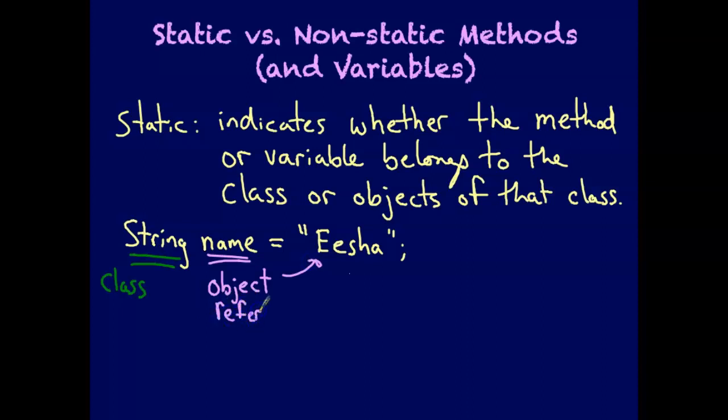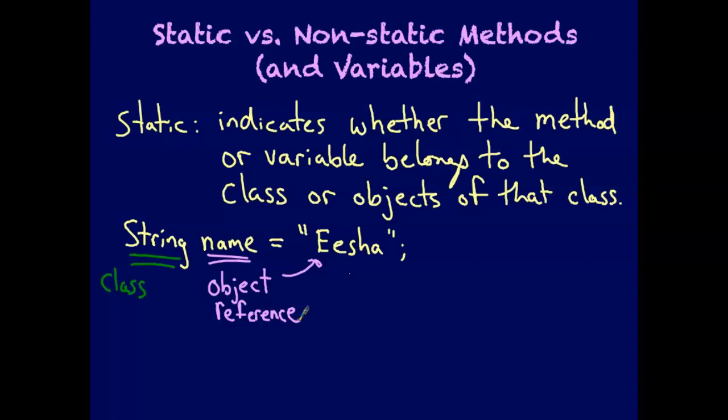This is an object reference. Well, if I want to know the length of Isha's name, which I can see is 5, I can use the string method length, okay? But that length is different for every different name or every different string, right? So that length method doesn't belong to the string class. It belongs to the instances or the objects of those strings, right? Otherwise, every string would have the same length, which makes no sense at all.